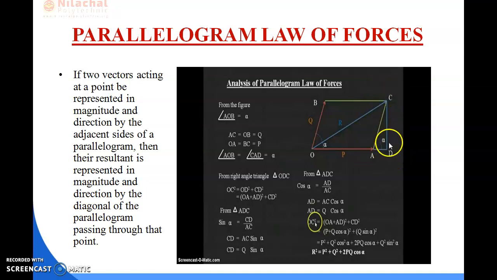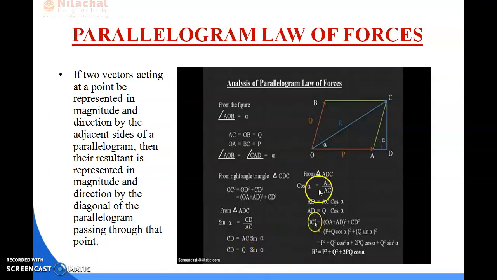Okay, next we come to CD. What is the value of CD? CD is multiplied with this angle sine alpha into AC. Okay, so we know the value of AC is the same as Q. So we can put here CD equal to Q sine alpha, instead of AC we put the value Q.